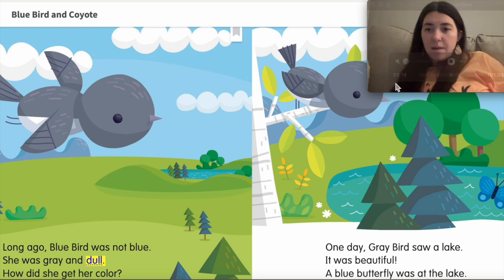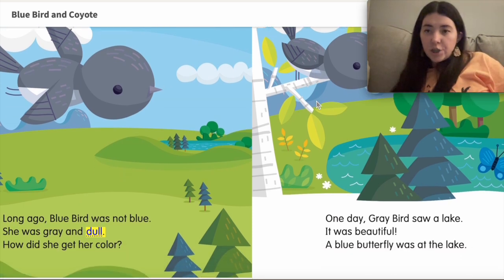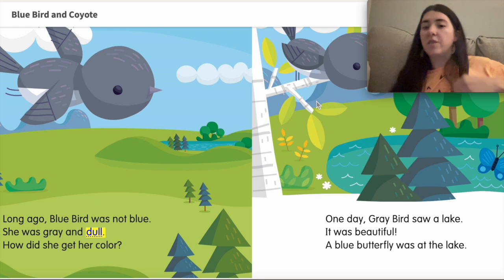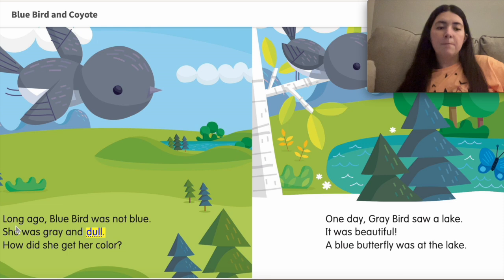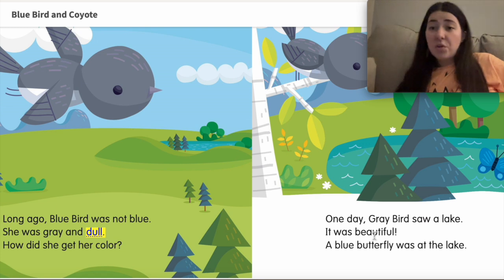I'm sorry, my face is covering up some of the pictures, but you've got the pictures in your book in front of you that you can follow along with. Go ahead and follow along with my mouse. Long ago, Bluebird was not blue. She was gray and dull. How did she get her color? One day, Graybird saw a lake. It was beautiful. A blue butterfly was at the lake. Turn your page.